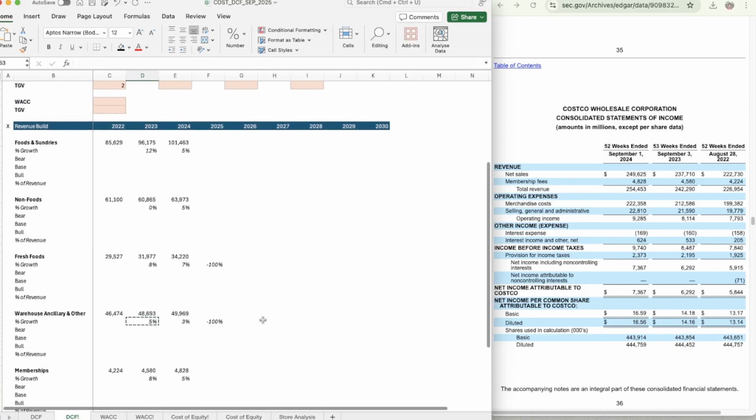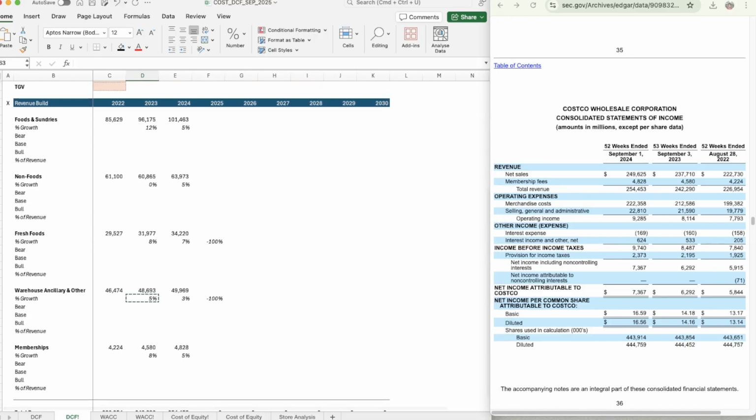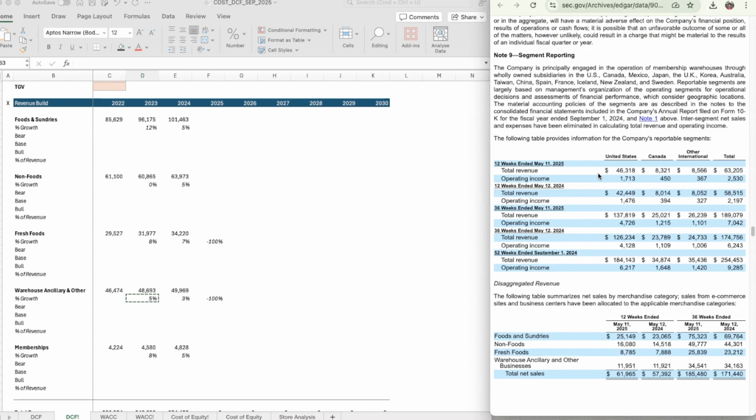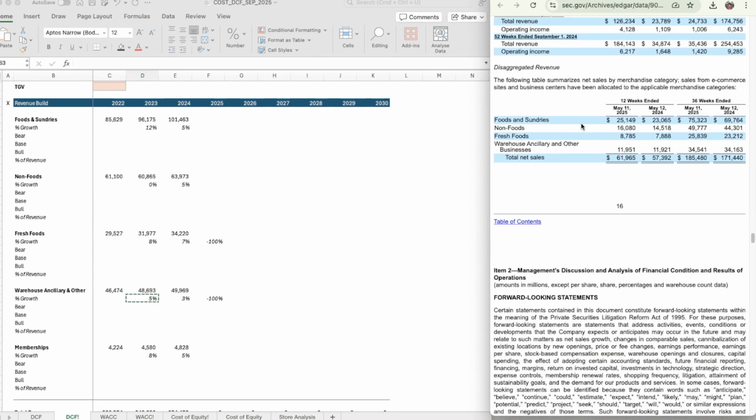Okay, let's move on to the 2025. It's a partial report for the first 3 quarters of the year. So we have the breakdown here. So for the 36 weeks ended on May the 11th, 2025, we've got 75,323. At the same time last year in 2024, it was 69,764.